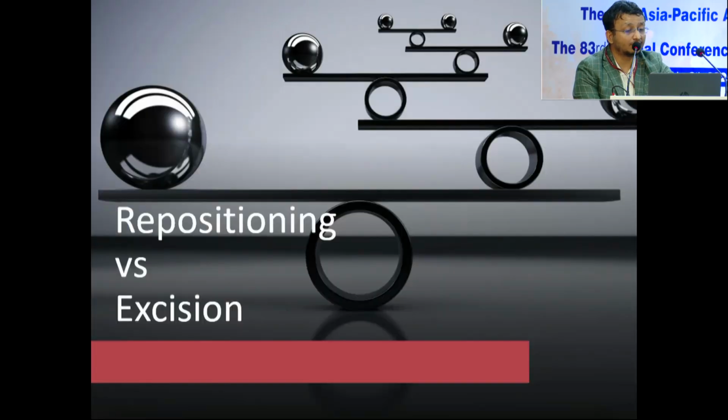Surgical intervention could be in the form of repositioning or excision. So that's a surgeon's choice. It depends, and especially in type 4 patients, you definitely require some amount of excision as well. However, repositioning is what is more preferred.